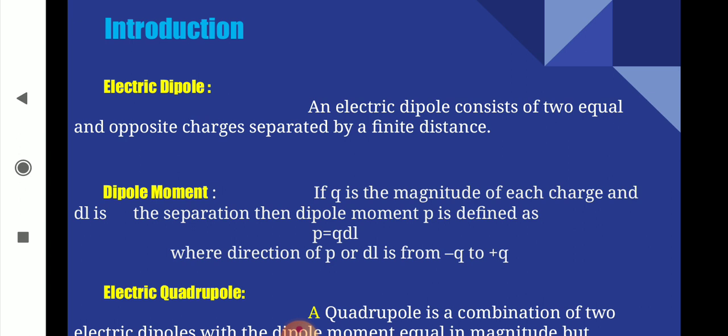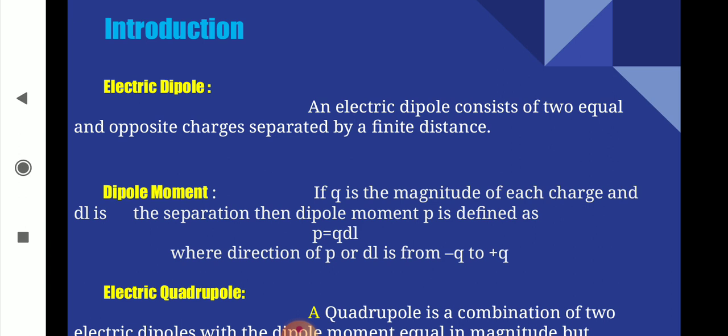First, electric dipole. An electric dipole consists of two equal and opposite charges separated by a finite distance. Now, dipole moment. What is dipole moment? Suppose Q is the magnitude of each charge and dl is the separation between them. Then dipole moment P is defined as P is equal to Q into dl, where direction of dipole moment is from minus Q to plus Q.